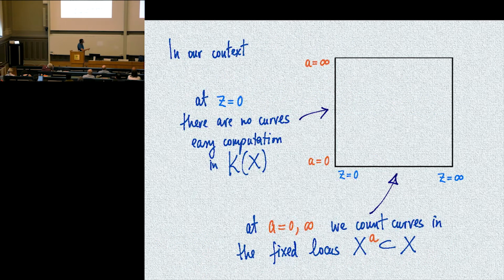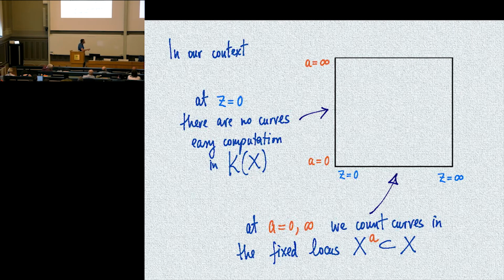So maybe I'll explain it like this. Again, I have my roughly square of different variables. Here run my Kähler variables, and here run my equivariant variables. And what does it mean to set some of these variables to 0 or to infinity? Well, if I set the Kähler variable to 0, it means I kill the quantum corrections. I don't do any curves. I just do some easy computation, just a classical computation, K-theory of X.